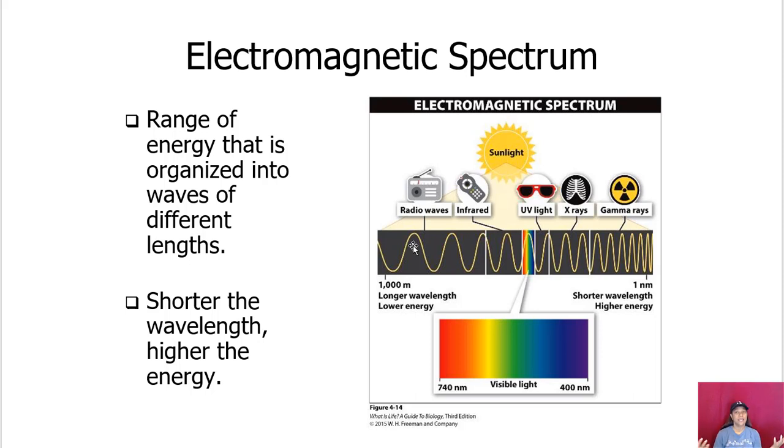So the electromagnetic spectrum, super interesting, lots of uses of that knowledge, and the take home is that energy, light energy, is arranged based on the wavelength. The shorter the wavelength, the higher the energy, the more damage.